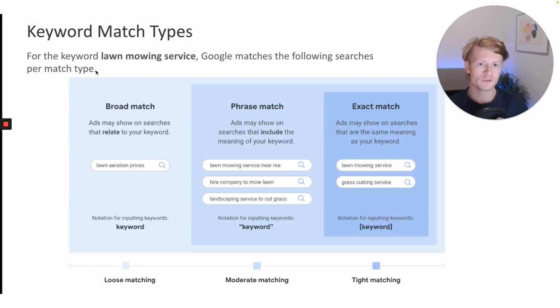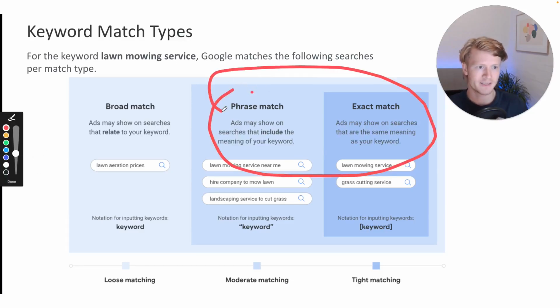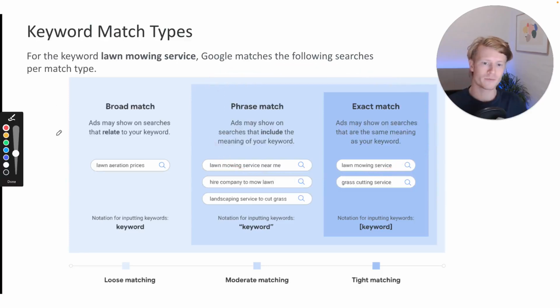I would really just recommend sticking with these 2 on the right here, phrase match and exact match. And the reason is that broad match is simply too loose, and I'll explain that now. So depending on how we input our keywords, Google's going to interpret them differently.